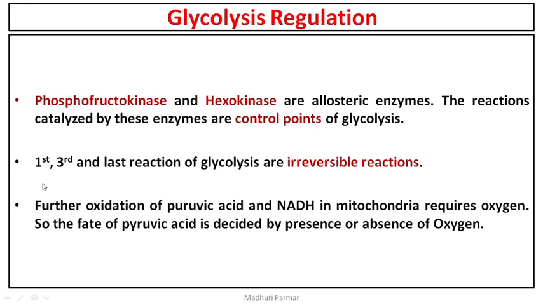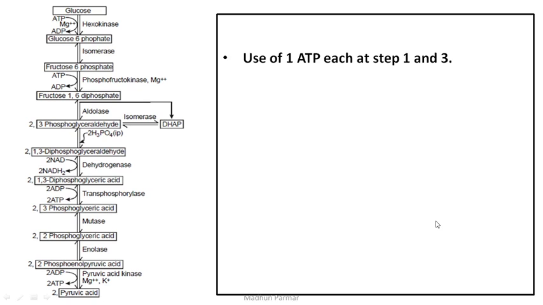Clear? The first, third, and the last reaction of glycolysis are irreversible. Further, oxidation of pyruvic acid and NADH in mitochondria requires oxygen. So the fate of pyruvic acid is decided by presence or absence of oxygen. Now what will happen to pyruvic acid? We saw partial oxidation of glucose. What happens after that is decided by presence or absence of oxygen.